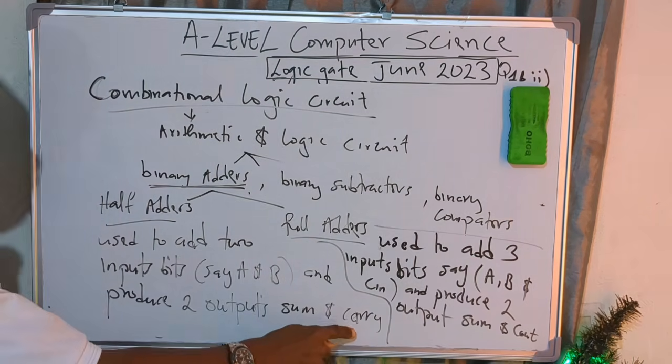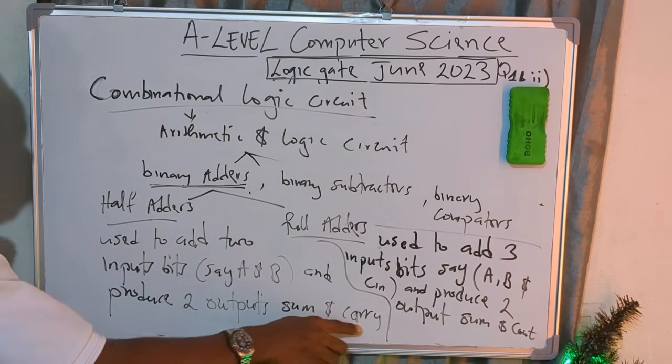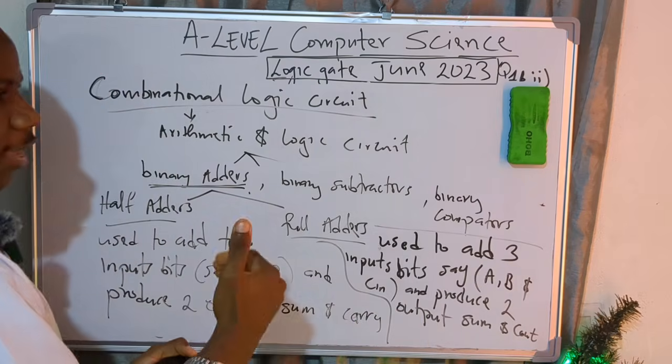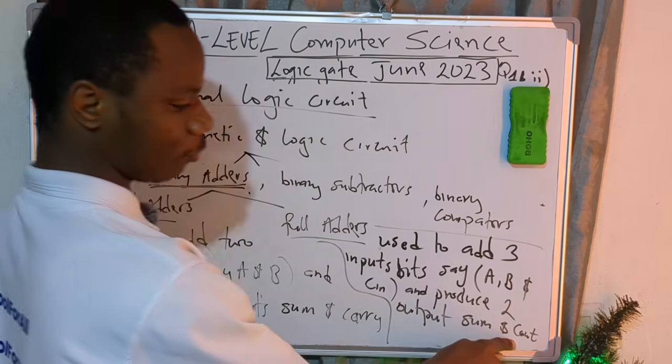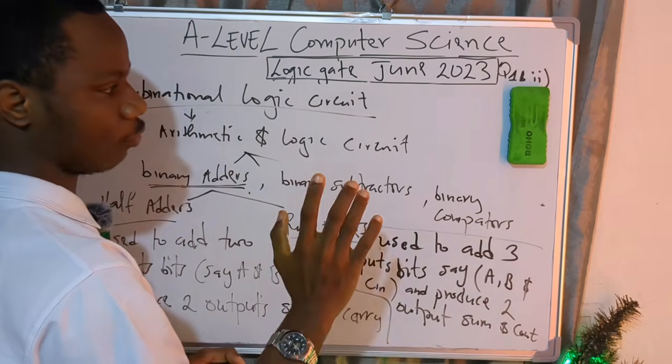Like here with the half adder, we just have a carry out. That's why we just say carry, no problem. There's nothing as carry in, so we don't specify which carry. But since the full adder has a carry in and a carry out, it's very important to mention C out and C in. If you just say carry here, it's a little bit confusing.